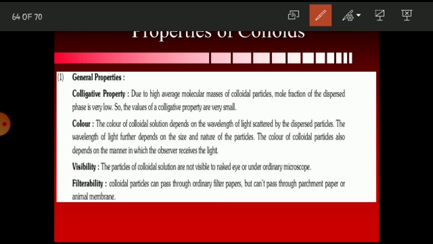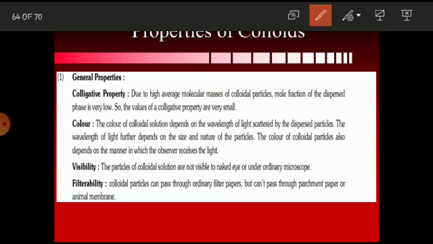Next one, visibility. Can you see the colloidal particles with our naked eyes? No. The particles of the colloidal solution are not visible to naked eyes or under an ordinary microscope. So even if we use an ordinary microscope, we cannot see the particles of the colloidal solution. And last one, filterability. Colloidal particles can pass through ordinary filter paper. Just now we have discussed this. It can pass through ordinary filter paper, but cannot pass through parchment filter paper or animal membrane or ultrafilter paper. So you remember this.